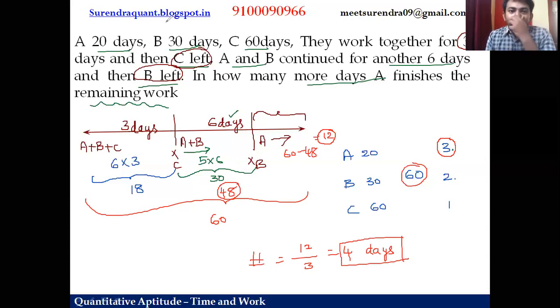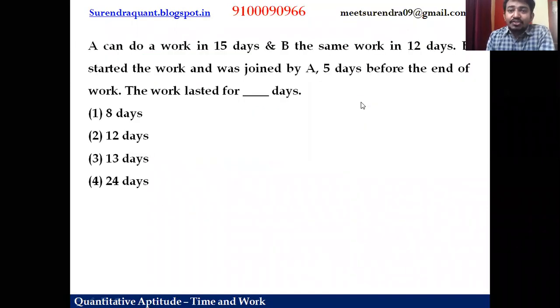Okay, let us do one more numerical. What if some person joined toward the end of the work? So far we have seen 2 numericals where some people left from the beginning. What if some people joined? Let's see the question. A can do the work in 15 days. B can do the same work in 12 days. B started the work alone and he was joined by A 5 days before the end of the work. Then the work lasts for how many days?